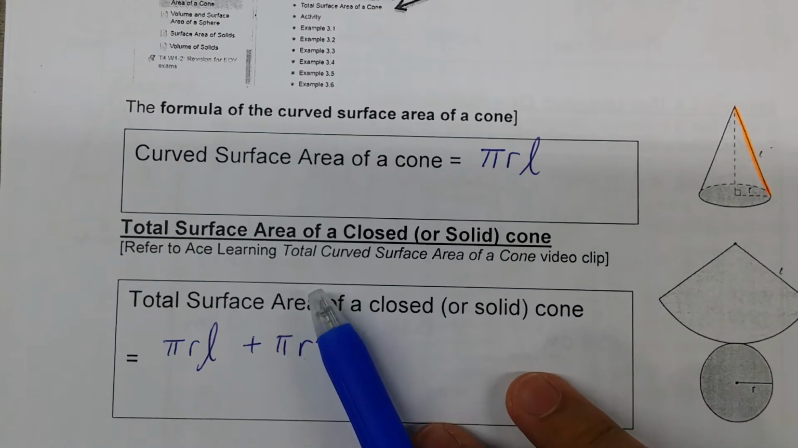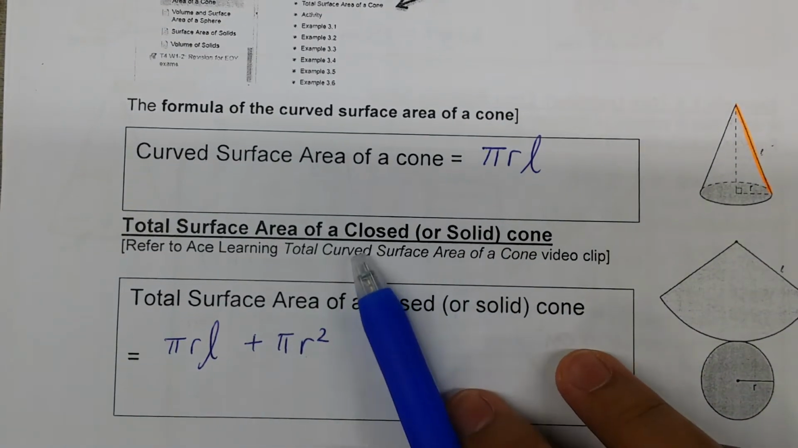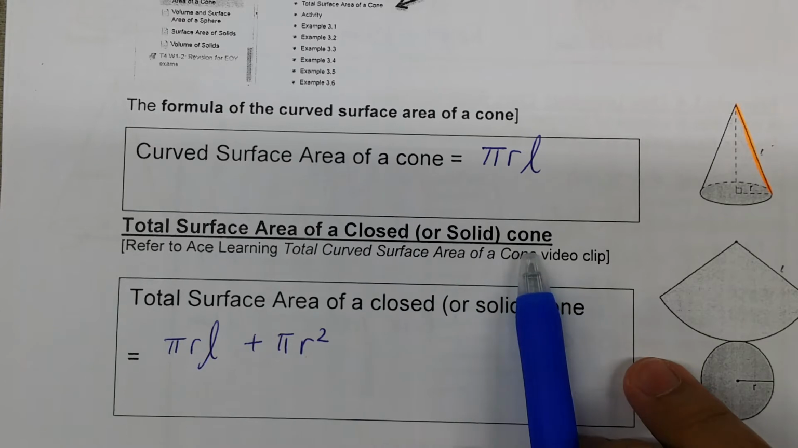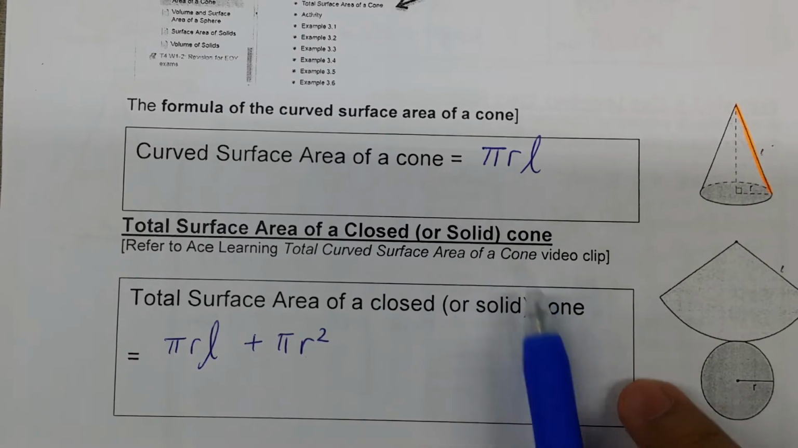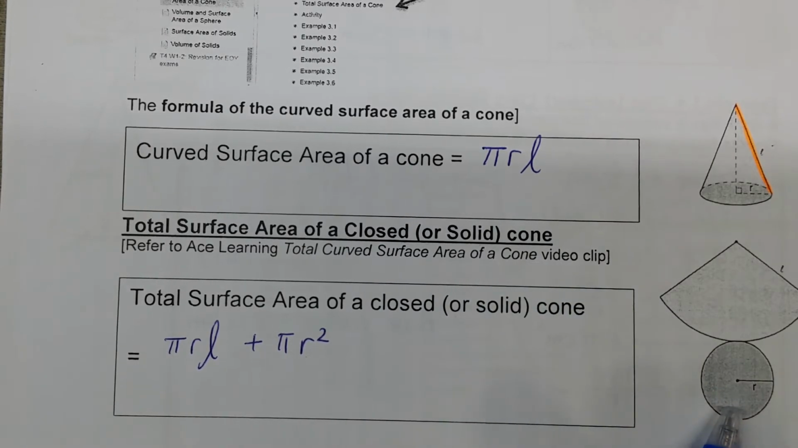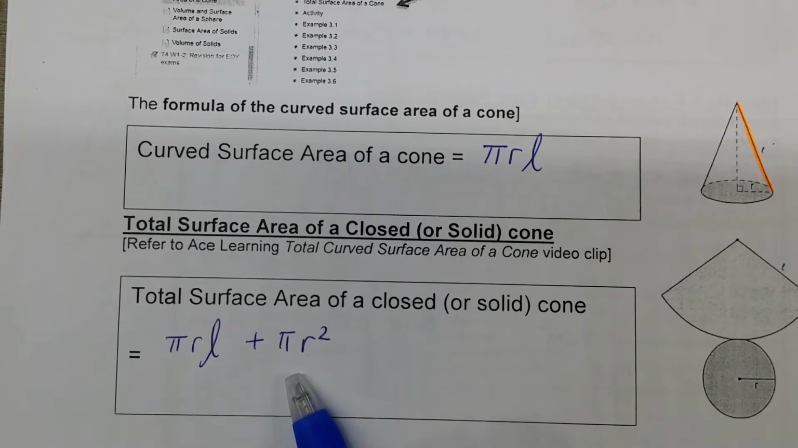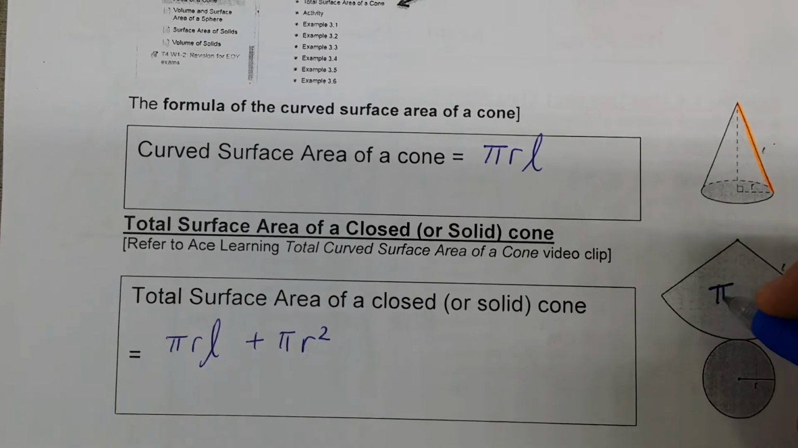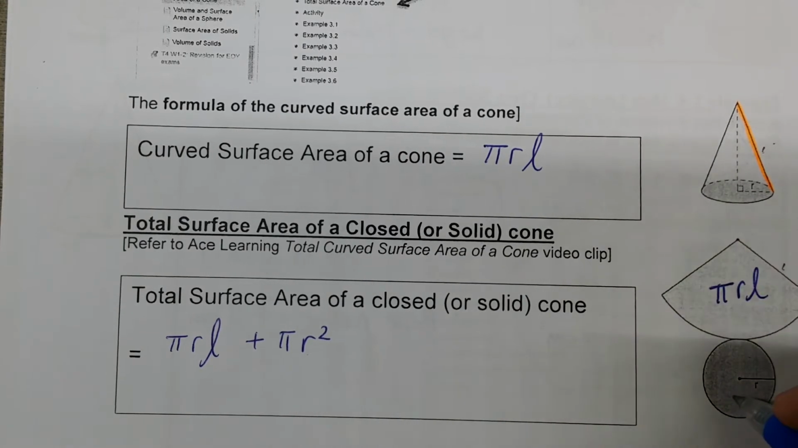So total surface area of a cone, of a closed or solid cone, then you must add the base, right? So it's pi RL plus a circle. The base is a circle. Let me be more specific. This is pi RL. This is pi R square.